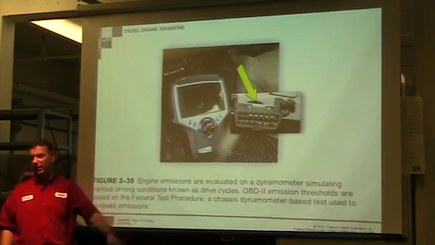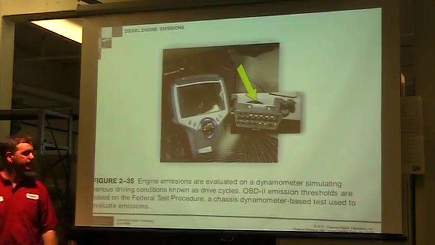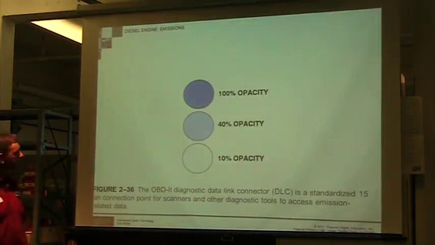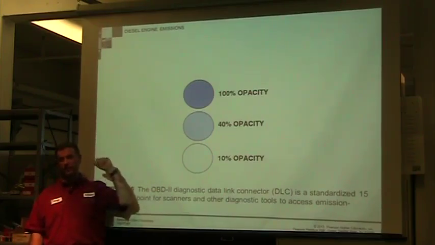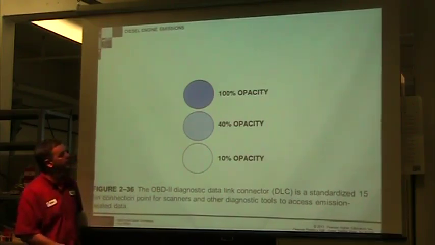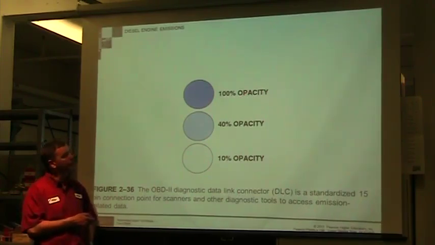There's where we were. But now, the averaging is going away. And that's what's happening with the bins. The bins were there, you could average. Now, averaging is done. With Tier 4 Final, averaging has gone away. We can't have dirty and clean. Yep.